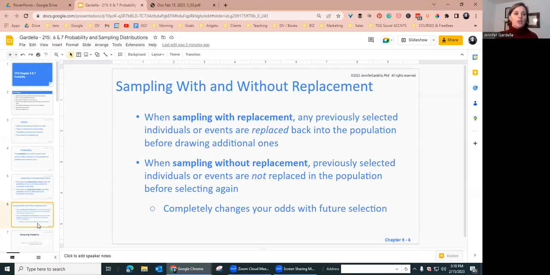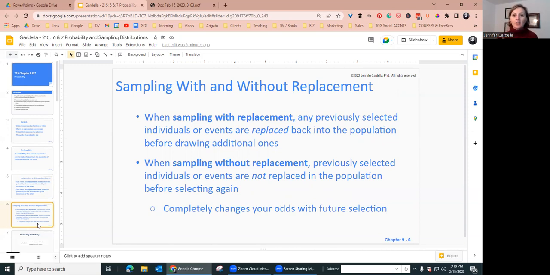So what does that mean? The easiest way to explain this is with a deck of cards, and I do have an example of this to show you. When we sample with replacement, let's say we have a deck of 10 cards. We pull one card and then we put it back in the deck. So that's sampling with replacement. We replace each one.